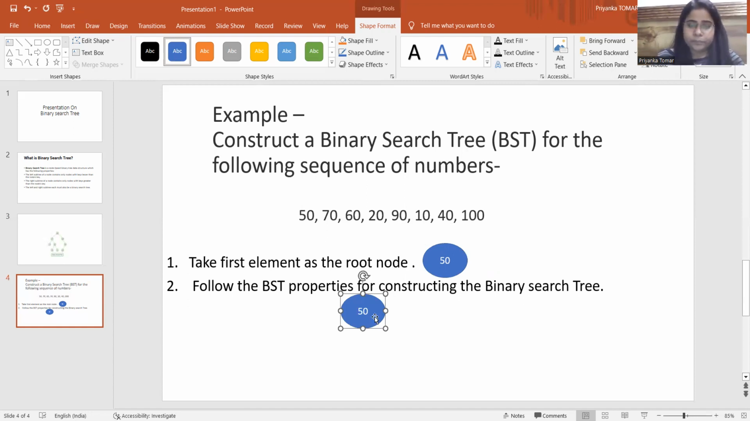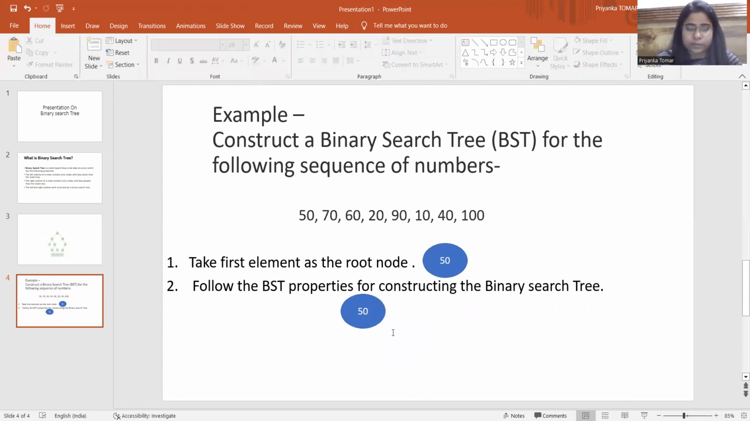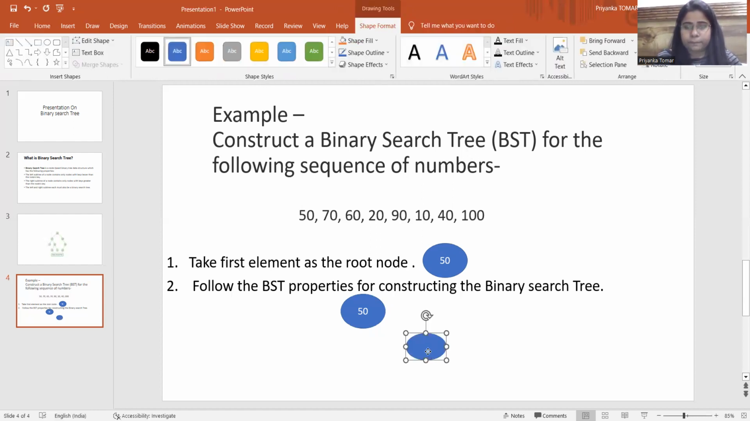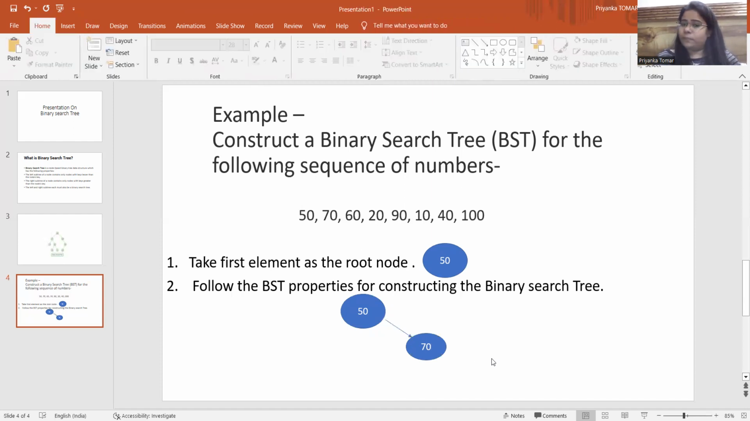Okay, so here I am copying it and making it the right child. Why is it not this? Okay, 70 now. 70 is the right child of 50.